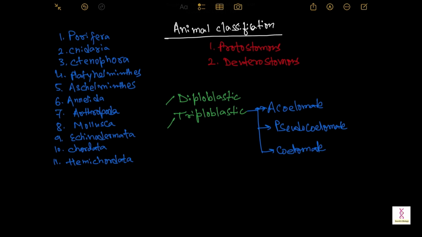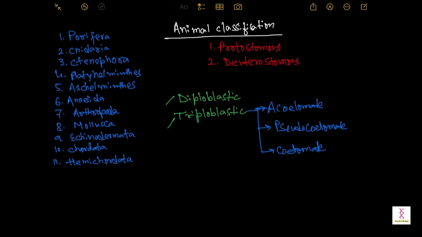Today I will discuss the part which will be helpful for the class 11 students, both Bengali medium, CBSE, ICSE, as well as the NEET aspirants, because this part is very important. Before this part, animal classification, we have to know some basic things: what are protostomous animals, what are deuterostomous animals, what are diploblastic animals, what are triploblastic animals, etc.